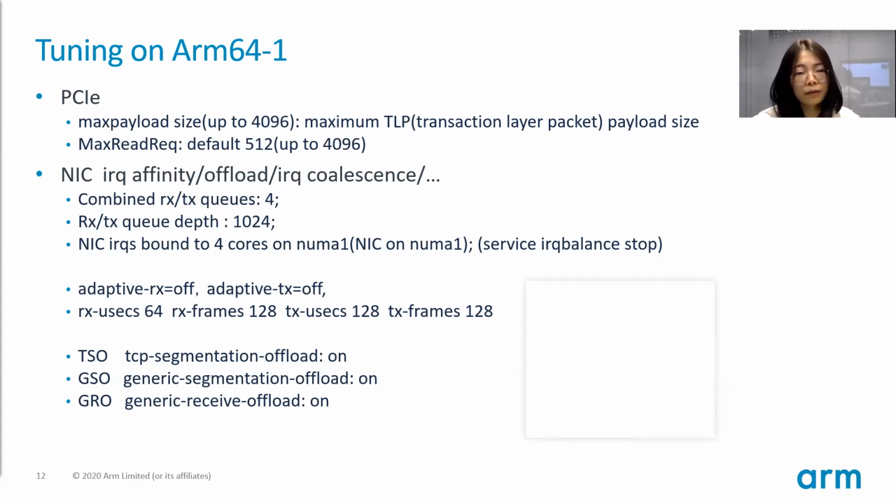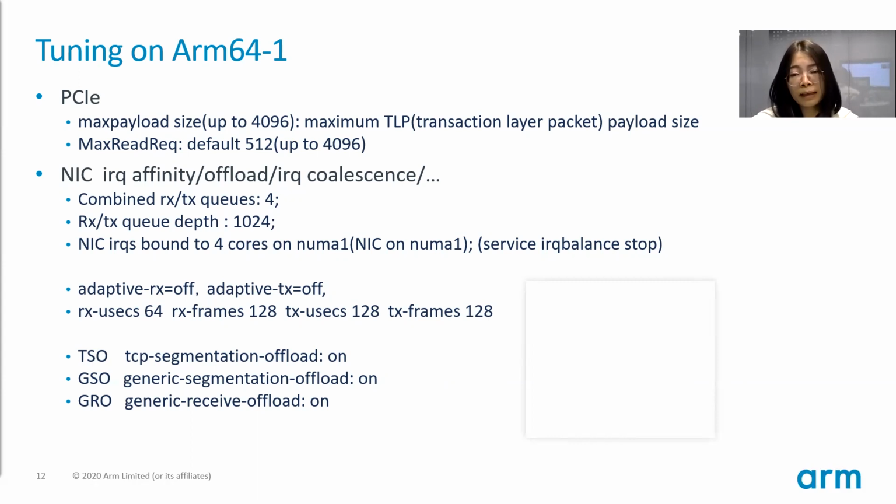For the NIC, we can set the NIC's TX and RX queue number, queue depth, and interrupt affinity. In general, we set the number of queues equal to the number of CPU cores and start the interrupt balance service to make the interrupts balanced on each CPU. But in our test, setting only 4 RX and TX queues with the interrupts bound to 4 cores can get a better performance than binding interrupts to 8 cores.